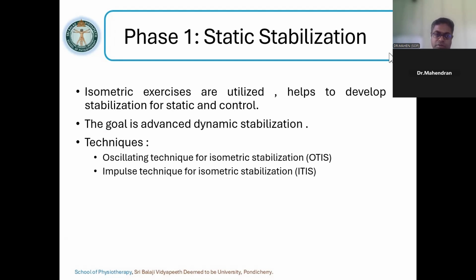There are some variants we could use, like the oscillated technique of isometric stabilization, shortly known as OTIS, or the impulsive technique of isometric stabilization, ITIS. These are variants of isometric exercises we could use. At this stage, we are using only isometric forms of exercises, so we don't have a chance to aggravate the injuries. At the same time, the muscles could be strengthened. That is the main goal of using isometric exercise in the first phase of RNT.